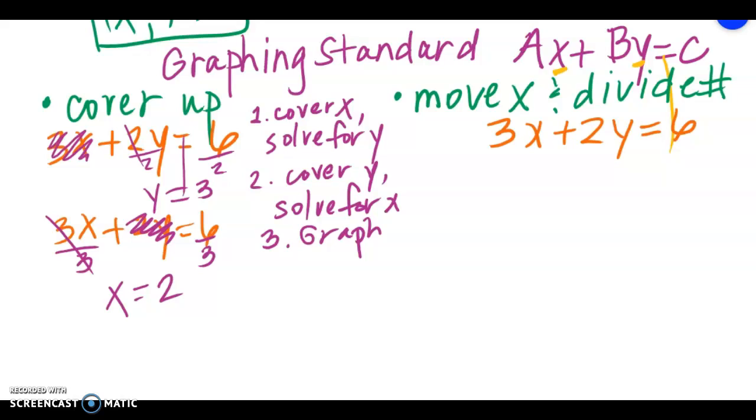So now I would go and graph those. I would graph x at 2. I'd graph y at 3. And I'd connect them and there would be my line.